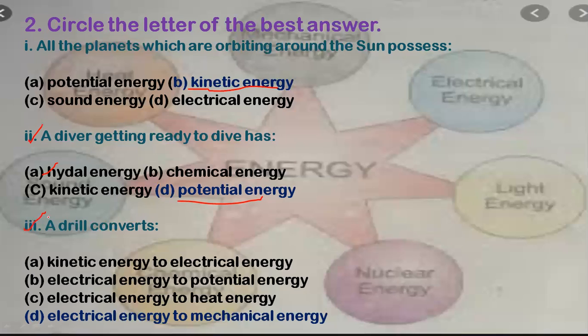Number 3, a drill, like an electrical drill which we use to make a hole in wood or in the wall, converts what? Kinetic energy to electrical energy? What is the energy conversion here? Electrical energy to potential energy, electrical energy to heat energy, electrical energy to mechanical energy. Yes, it is electrical energy because we plug it in to work, and then it is used as mechanical energy. Mechanical energy means the energy of working. So D is the correct answer.